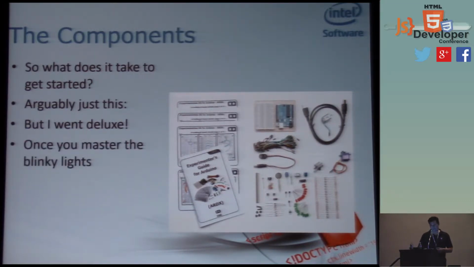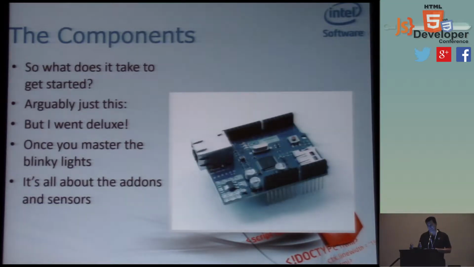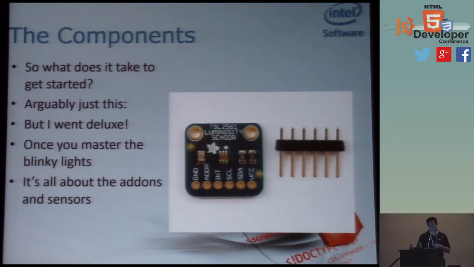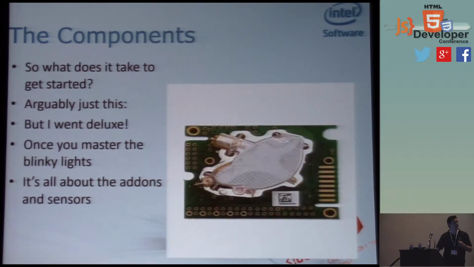So once you master the blinky lights, it's all about sensors, and that's where you can start spending some money. The Arduino and the LEDs are pretty inexpensive, but the sensors can start to add up. So this is the Ethernet shield. It's about 45 bucks. This is a luminosity sensor, a nicer one. It's about 12. This is the temperature and humidity sensor that I use. It's about, I think, 14 or something like that. And this is the really expensive component I use, which is a CO2 detector.